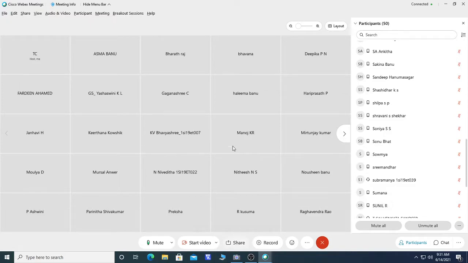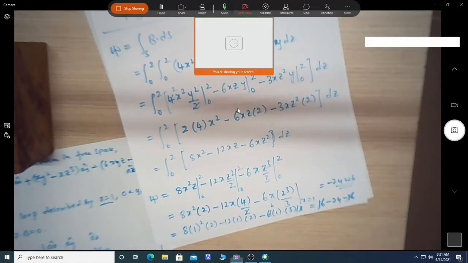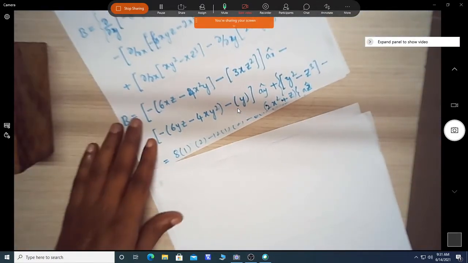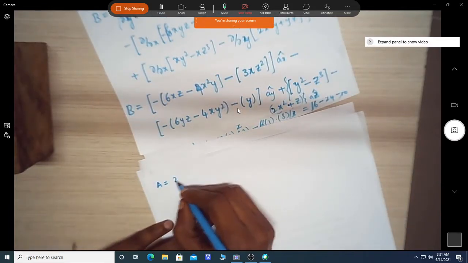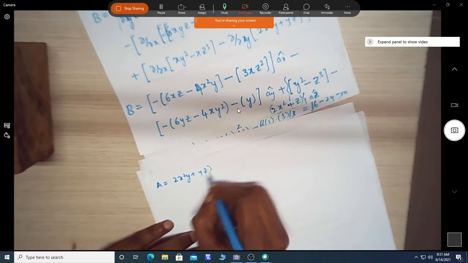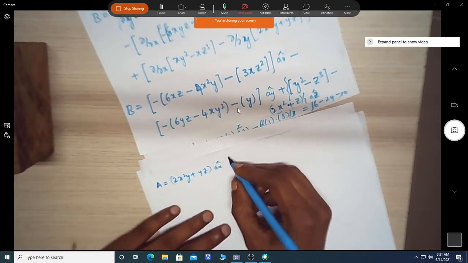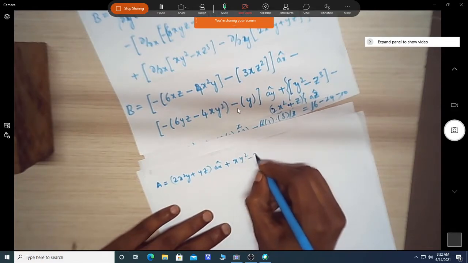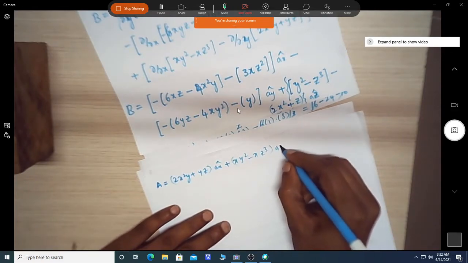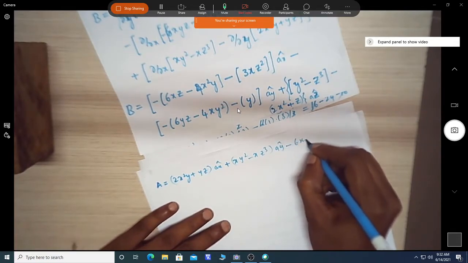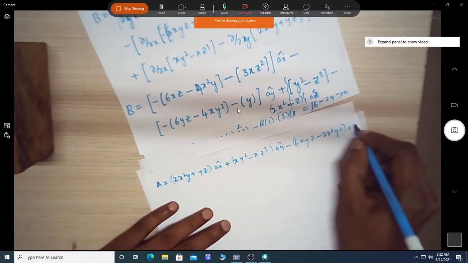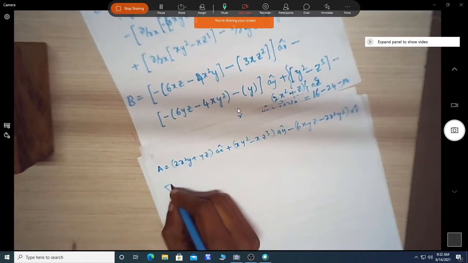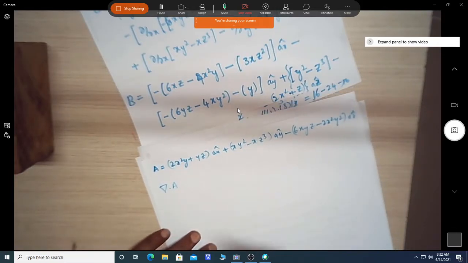Okay, so let us do del dot A, check whether del dot A is 0 or not. So we have A which is given here, that is 2x square y plus yz in the direction of Ax, plus xy square minus xz cube in the direction of Ay, minus 6xyz minus 2x square y square in the direction of Az. Now find out del dot A, whether it is 0 or not.